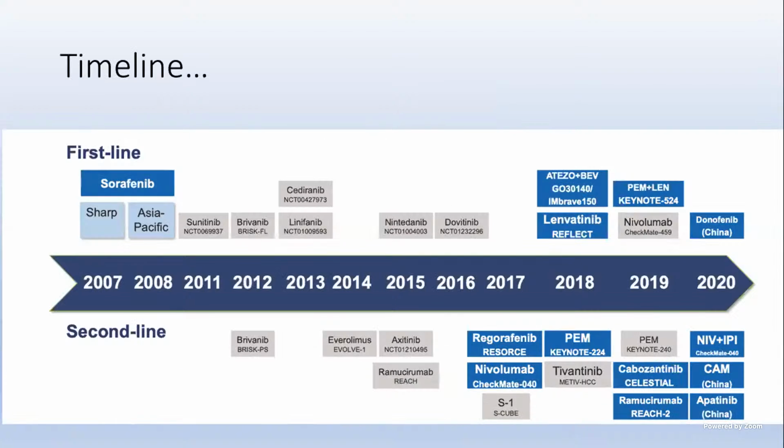Now the timeline: from 2007, the first TKI, sorafenib, and then it keeps on going. A lot of drugs have come up: sorafenib followed by lenvatinib, then atezolizumab plus bevacizumab, then nivolumab, and now there is a lot upcoming, such as durvalumab plus tremelimumab in the HIMALAYA trial.